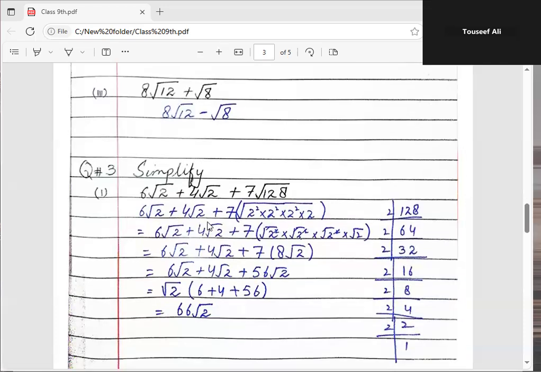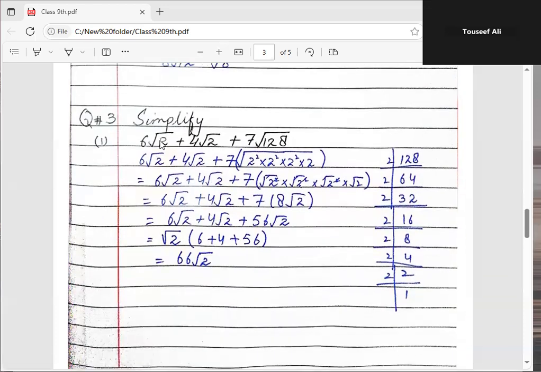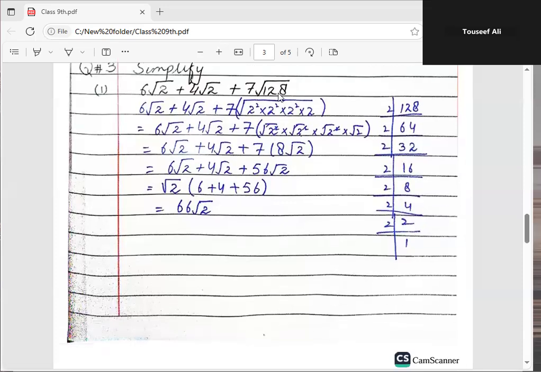Now in question number 3, we have to simplify the surds. Here in this question, we have just addition of surds. So now we will start how to simplify these surds. Here we have the question 6 root 2 plus 4 root 2 plus 7 root 128. Here 6 root 2 is already in simplified form, 4 root 2 is already in simplified form, but 7 root 128 is not in simplified form. So first we have to find the prime factorization of 128.